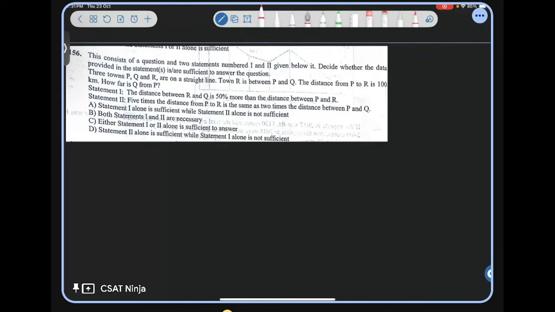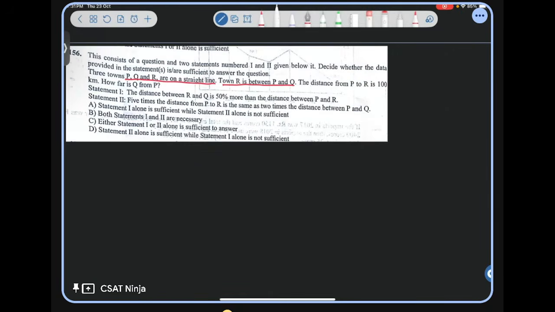What is asked? Points P, Q, R are on a straight line. That's number one thing. Point R is between P and Q. Okay, let us draw that. We have a straight line, and in that straight line, R is between P and Q, but it can also be this way.